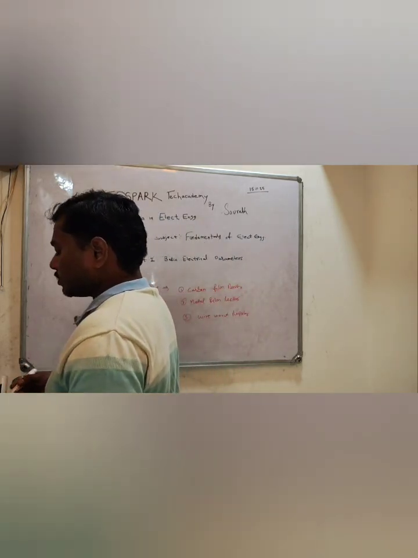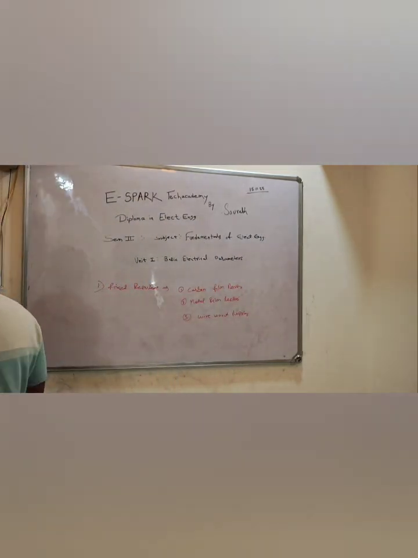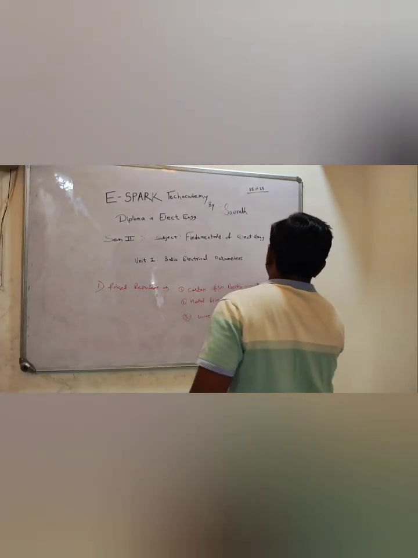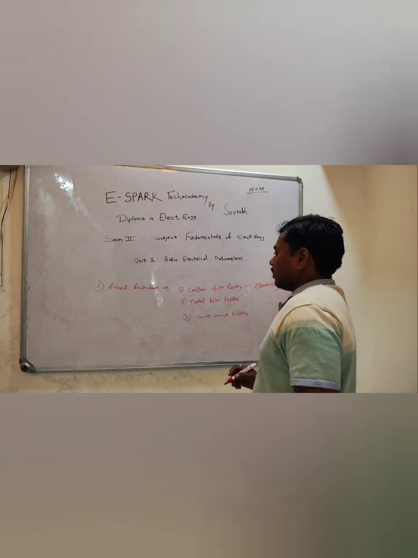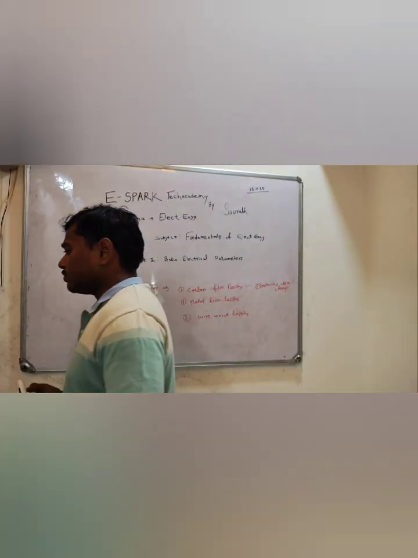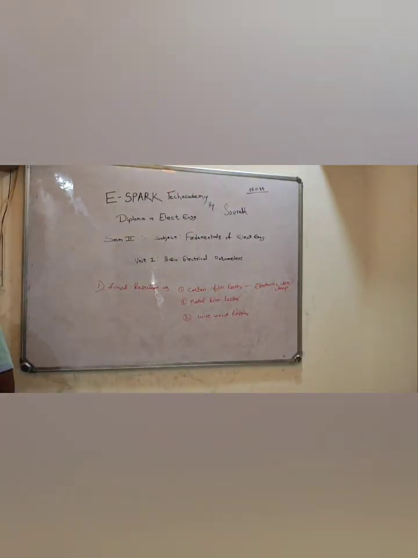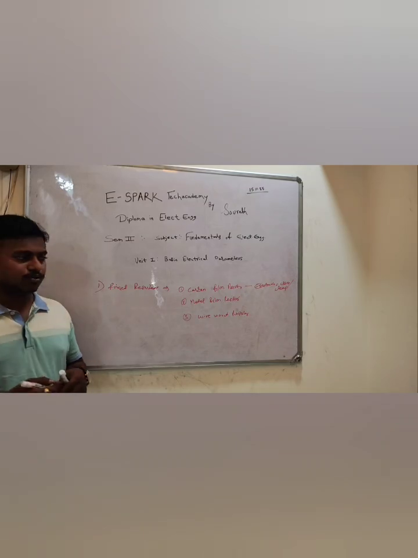Now I will be discussing the applications. Carbon film resistor is used in electronic circuits, and it is cheap. Now, as we are going through metal film resistors, they have high accuracy and are used in measurement instruments.